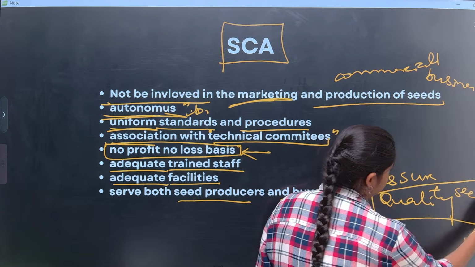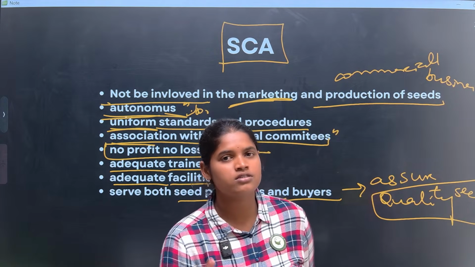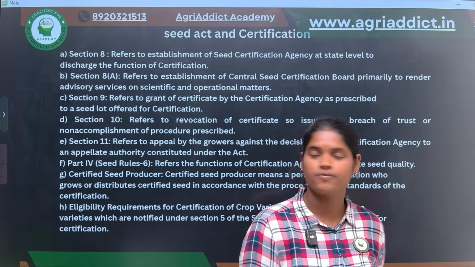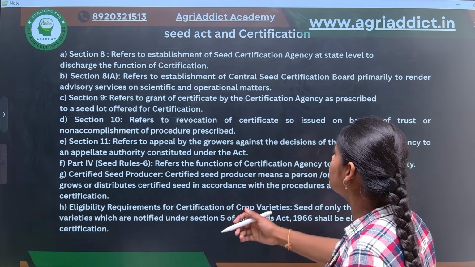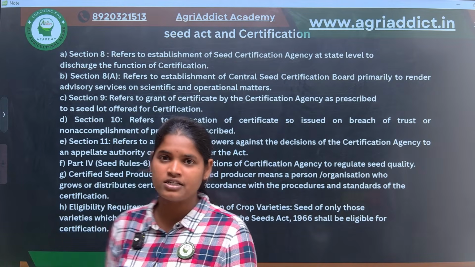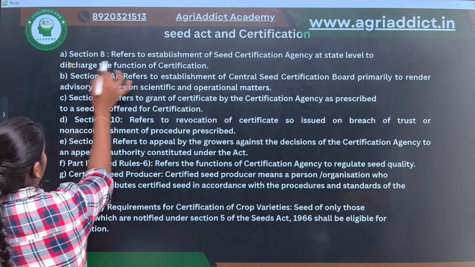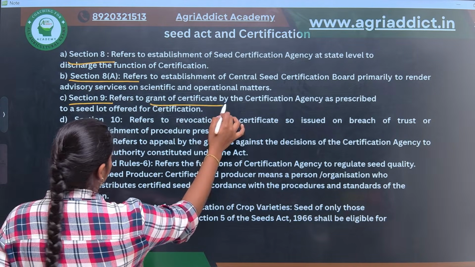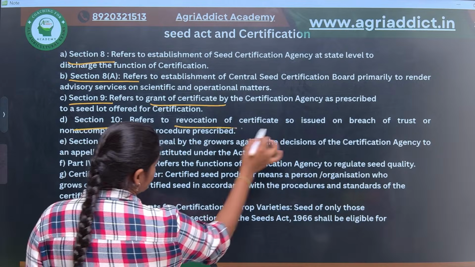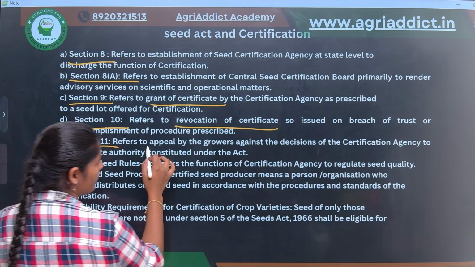So remember these things. What are the basic requirements for a seed certification agency? Then Seed Act and seed certification, how it started. So we have some provisions as I already mentioned. Section 8, I mentioned it. Section 8A, okay. 9 is grant of certificate, 10 is revocation of certificate, and 11 is appeal.